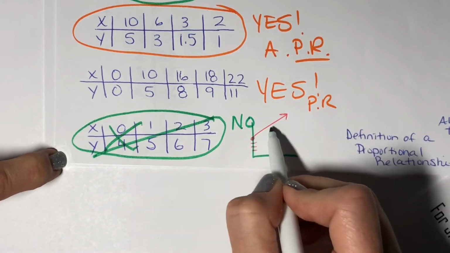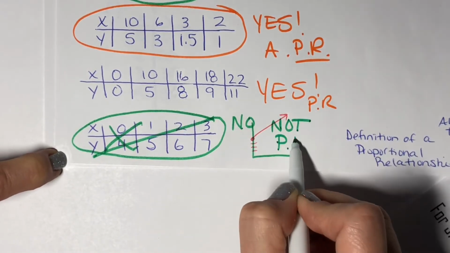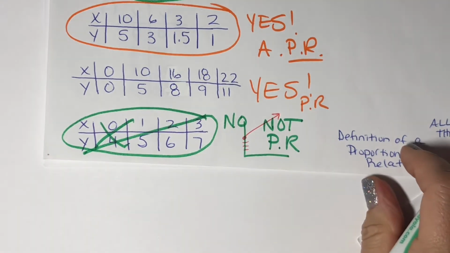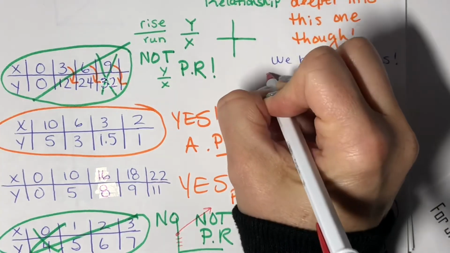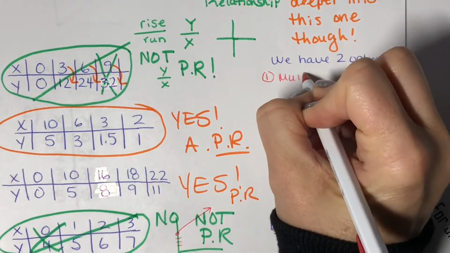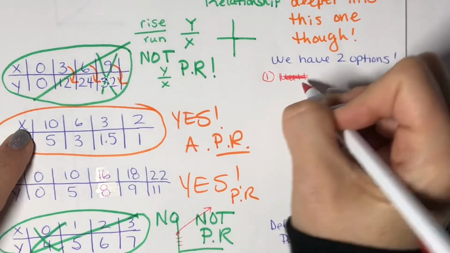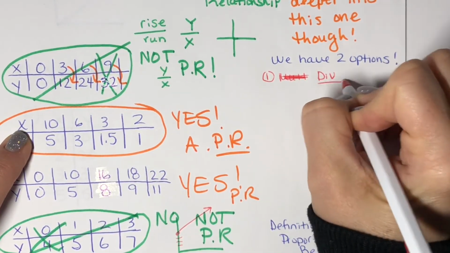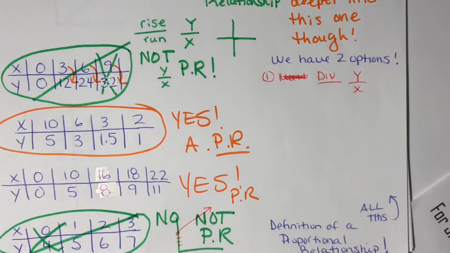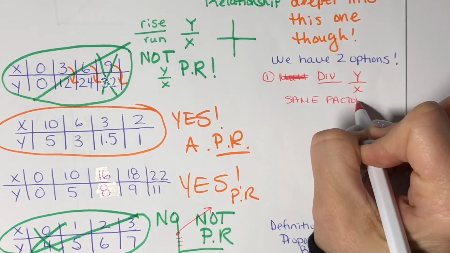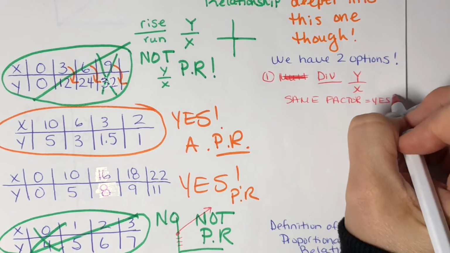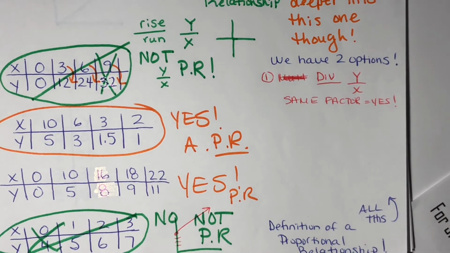So this one we would say, no, this is not a proportional relationship, okay? Now, I mentioned that you had 2 options to help you figure out whether it's a proportional relationship. The first one: we're going to divide all of the y's by the x's, and if I get the same number, the same factor, then yes, it's proportional. Okay, because that's like saying every lawn I mowed was $10, and it was never sometimes 8 and sometimes 5. It was 10 every single time.